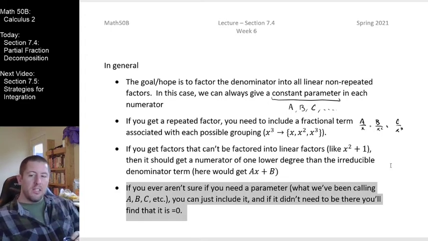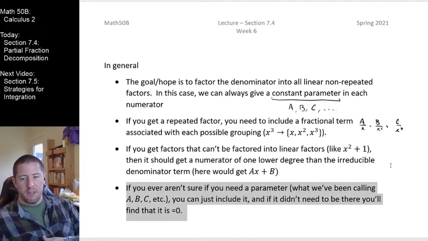So the cool thing here is that your broader strategy can really be, there's no such thing as having too many terms. If you introduce terms that weren't really necessary, you will just find that the associated coefficient is equal to 0, and you won't actually have it in your final format. The only risk is you don't include enough terms, right? If you don't do an Ax plus B when you needed it, then you're not going to get any kind of decomposition that's going to end up working out for you.